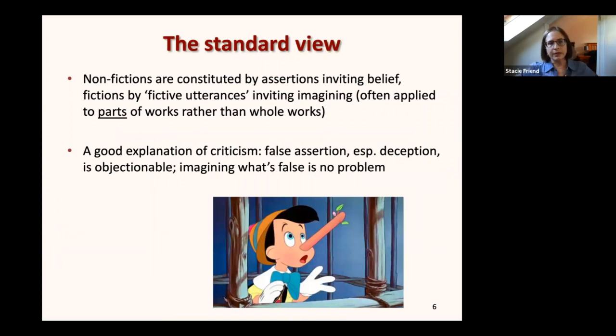Now, on the standard view of the distinction between fiction and nonfiction, nonfictions are constituted by assertions inviting belief, whereas fictions are defined by what are commonly called fictive utterances, which invite imagining. That's the standard contrast that I disagree with. This contrast often applies to parts of works rather than whole works. That's the standard view right now. Although I don't think this view is right, it seems to have a pretty good explanation of our criticism of these nonfictions, namely that they include false assertions and in many cases deceptive false assertions, and deception and falsity is objectionable, right? We don't want to form false beliefs, whereas imagining what is false doesn't seem like a problem. So this other theory has a pretty good explanation of the criticism of nonfiction. My account doesn't seem to.